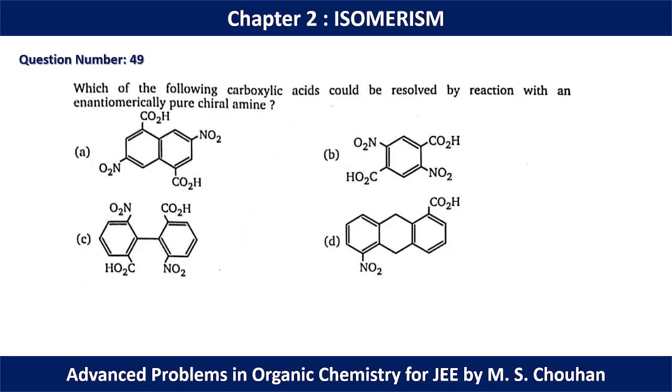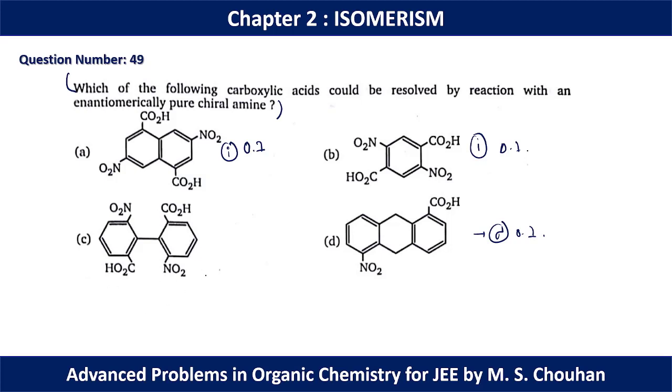In question number 49, which of the following carboxylic acids could be resolved by reaction with an enantiomerically pure chiral amine? This phrase indicates we have to find a molecule which is optically active. In this molecule I is present, so this is optically inactive. In this molecule I is present, again optically inactive. In this molecule sigma symmetry is present, in this molecule I is present, in this molecule I is present, in this molecule sigma symmetry is present, so these are optically inactive. The 3 of them are optically inactive, but we have to find the optically active one.